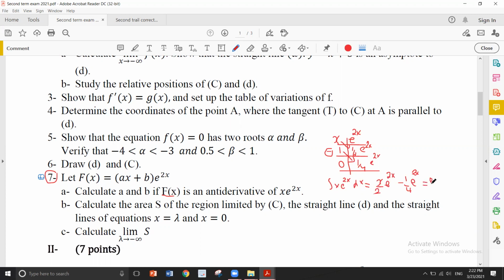So I take e power 2x common. We get x over 2 minus 1 over 4. So a is half and b is equal to minus 1 over 4. Any questions here?